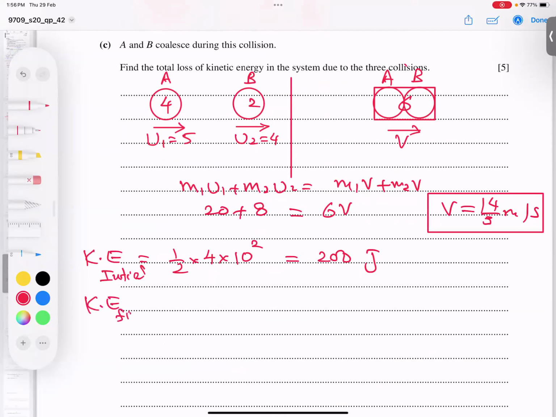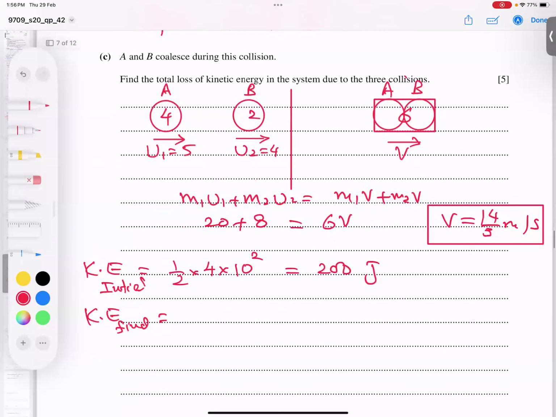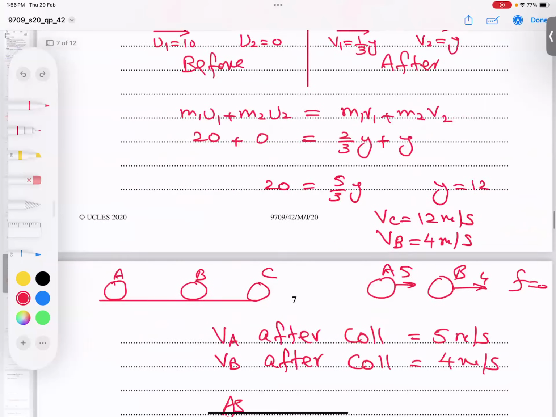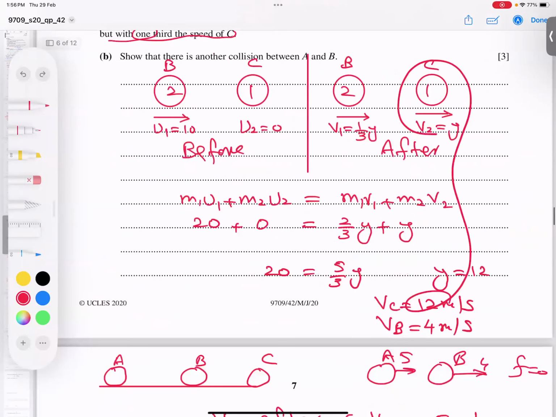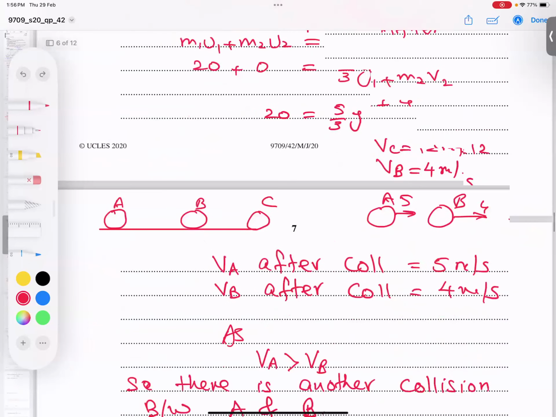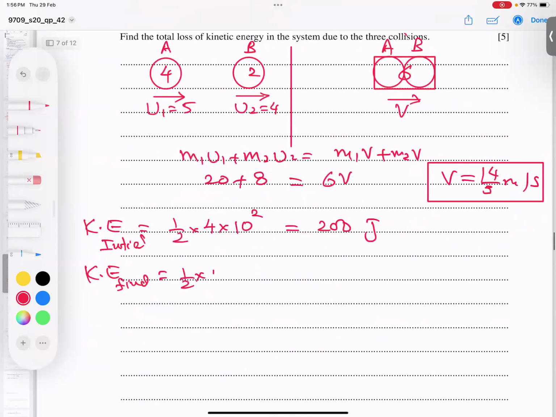So let's talk about the final. What is the final we have? Final kinetic energy. If we concentrate, we can say that we have two. This is a combined AB, but there is C as well. And C is moving with a speed of 12. And this is also part of the system. And mass is 1. So we'll find for C, half mv square, plus half of this combined effect, 6 times (14/3) square.